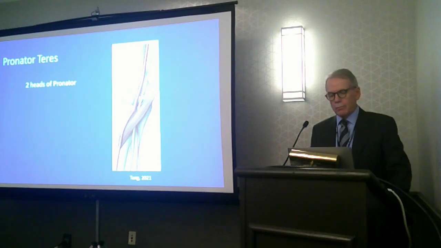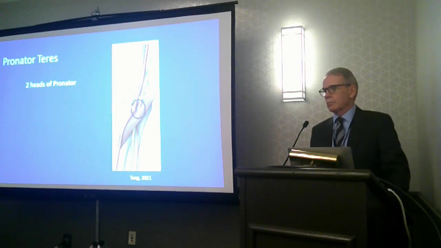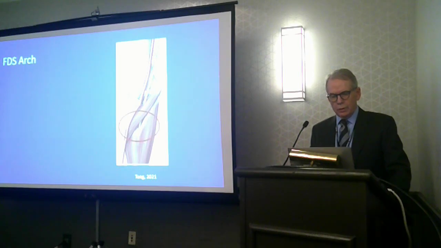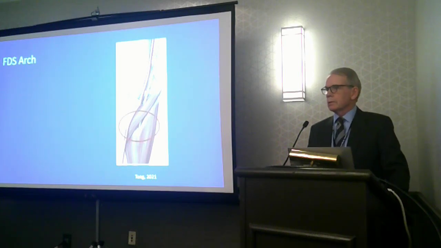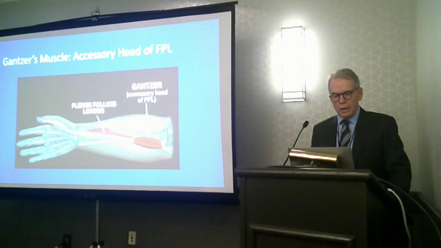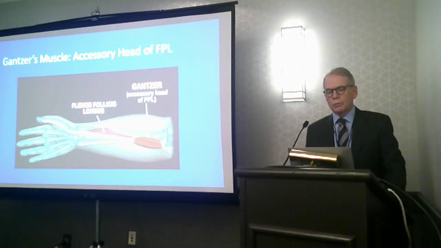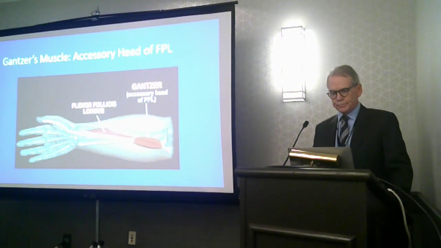The nerve can be compressed as it goes between the 2 heads of the pronator, and the FDS arch has also been implicated as a potential source of compression. And finally, there is Gantzer's muscle, which is an accessory head of the FPL.